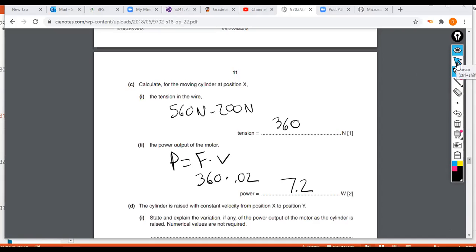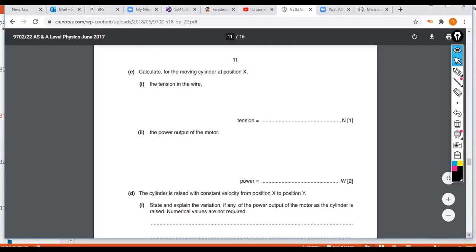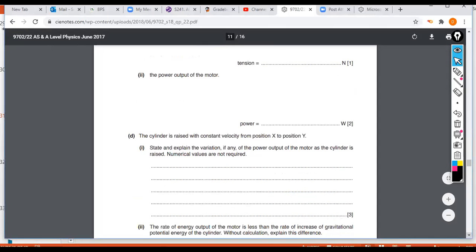And then the question goes on to give us some sort of conceptual questions here. It says, the cylinder is raised with constant velocity from position X to Y. State and explain the variation, if any, of the power output of the motor as the cylinder is raised. Numerical values are not required. This is where we talked about the upthrust force decreases as we lift it up, and therefore the motor, to keep it at a constant velocity, is going to have to provide ever more power, right? Because now it's required to provide all of the force.